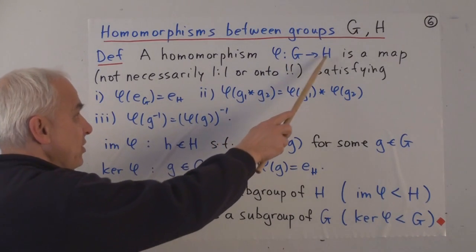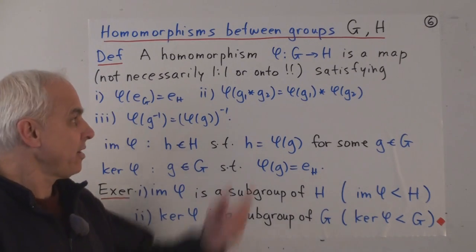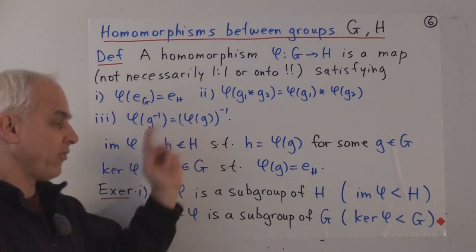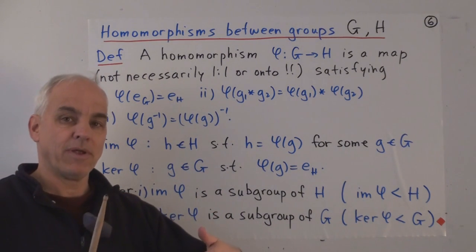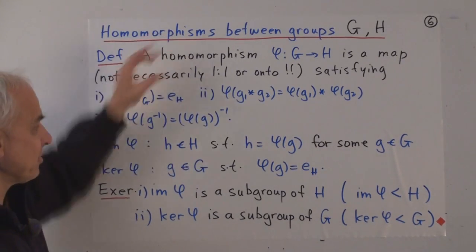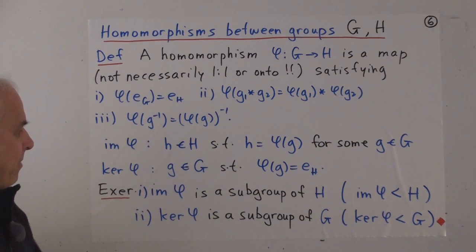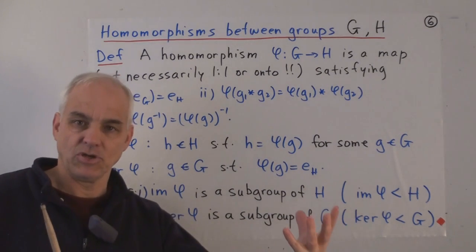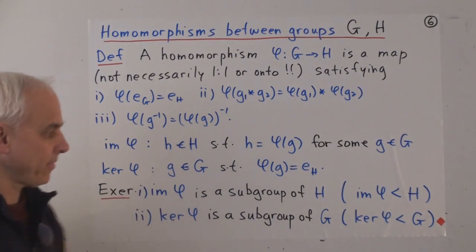Namely, it sends the identity in G to the identity in H. It preserves or respects multiplication, the multiplication in G, the multiplication in H, and it sends inverses to inverses. So if a homomorphism is also a bijection, then it's an isomorphism. But it's possible for a homomorphism to be neither one-to-one nor onto. Because of that, it then becomes interesting to consider, well, if it's not onto, what is the image? And if it's not one-to-one, then how do we measure that non-one-to-oneness?